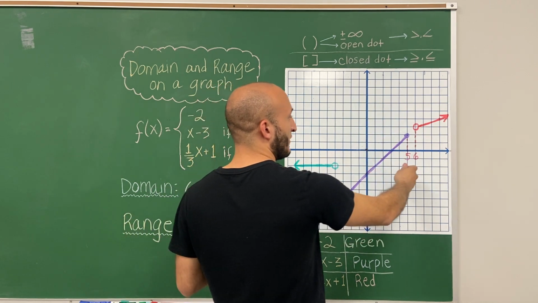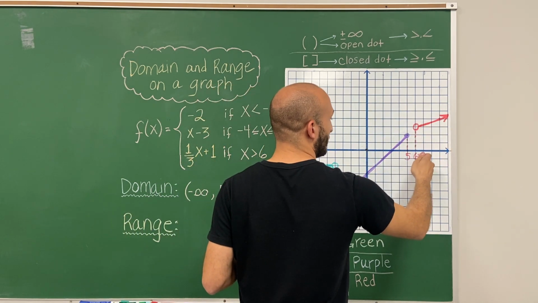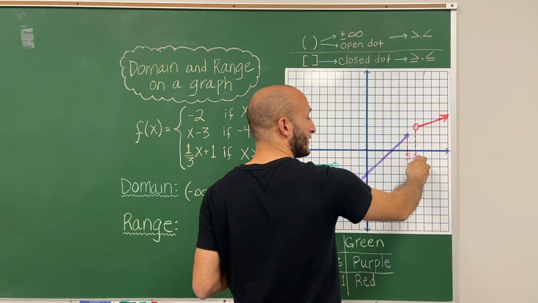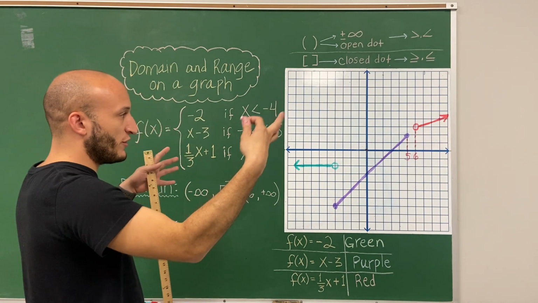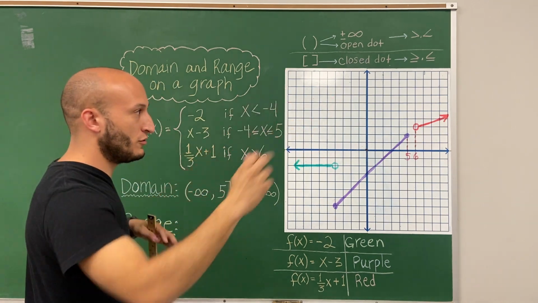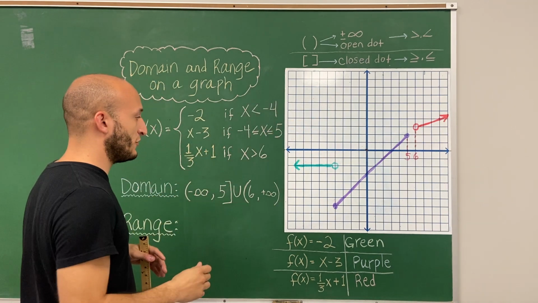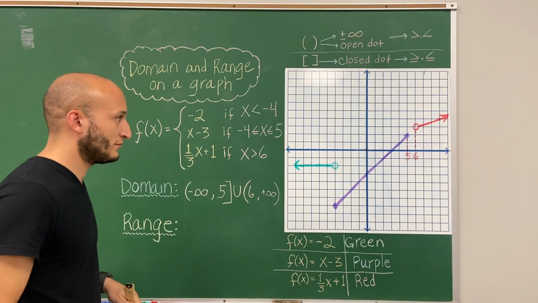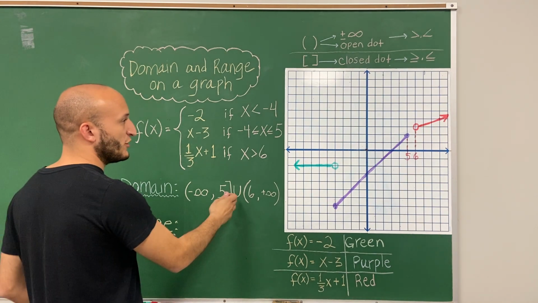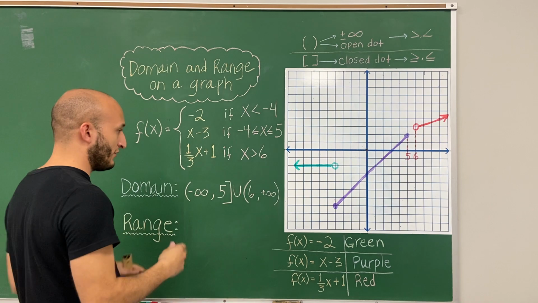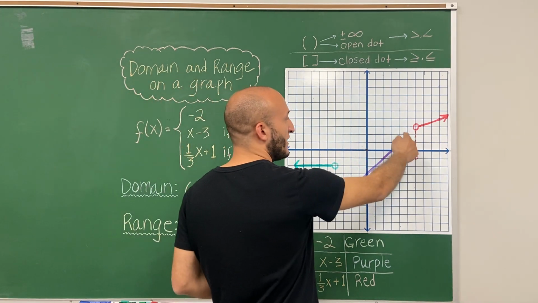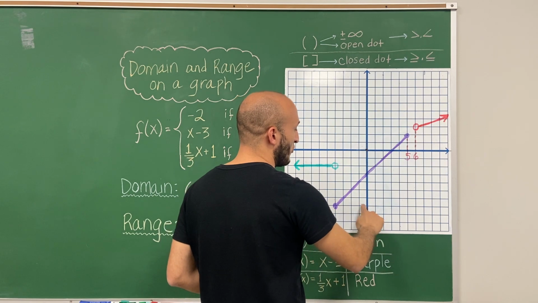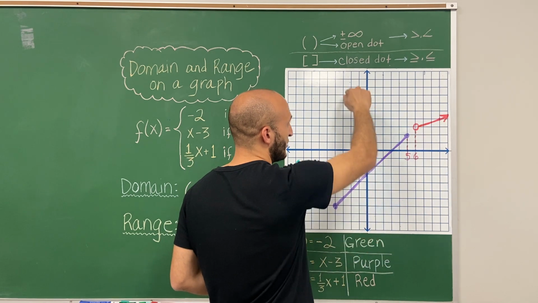Okay, so from negative infinity to 5, there's a domain there. Then it jumps and starts at 6, or close to 6, and then continues to positive infinity. Now, if I want to unite them and say both of those are included in my domain, I write a U. So a U is written when there's a break in the graph like that. Now for my range, the same thing, only now I'm going to my y, because range is my y.